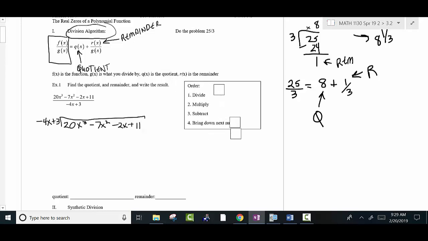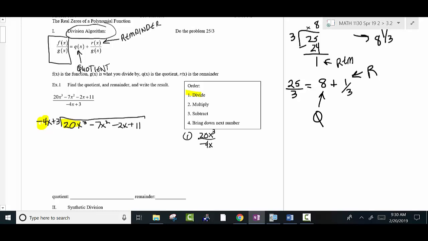Now, you want to do all this in your head. Usually when I teach this, because I think a lot of students need that, I write down the steps that I'm doing in my head anyway. So when you do this division step, all you look at is those two numbers. You can do that in your head. I'm going to write down what I'm doing. I'm doing 20x to the third divided by negative 4x.